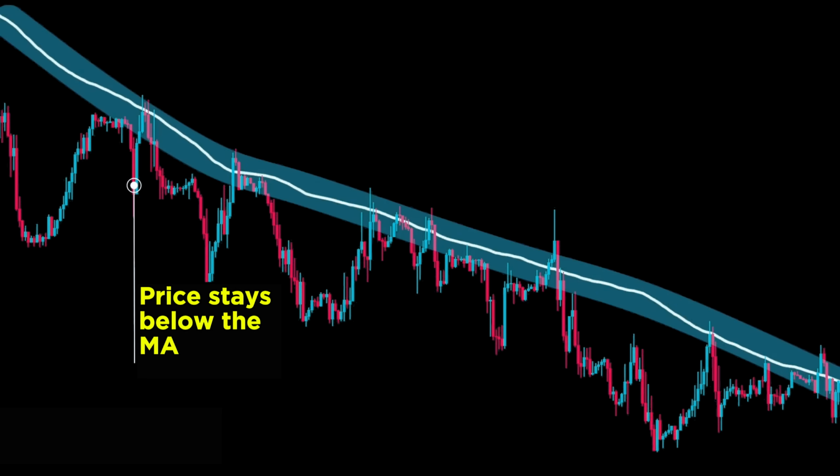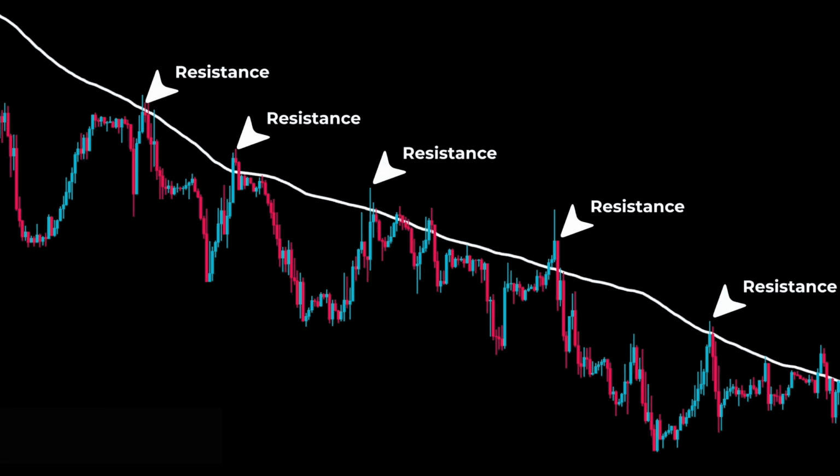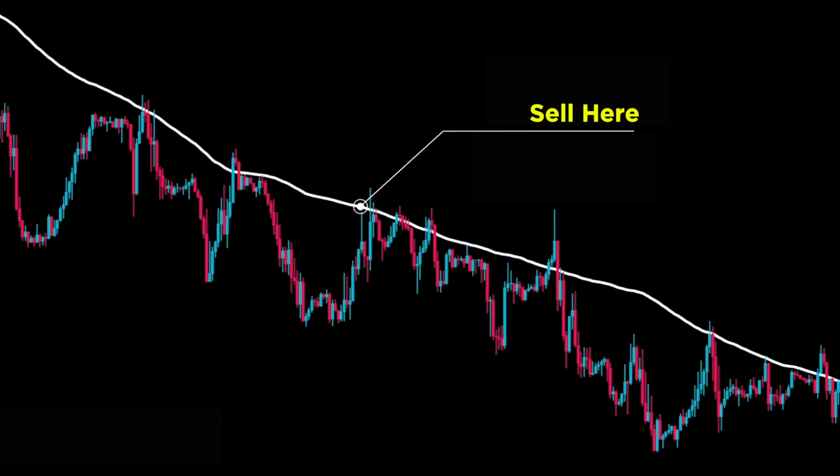In bearish market conditions, the price usually remains below the moving average, confirming that sellers continue to dominate. Whenever the market experiences a temporary rally, the price often climbs back toward the moving average before facing renewed selling pressure. As a result, the indicator acts as dynamic resistance, rejecting the price and creating potential opportunities to enter sell positions in line with the prevailing downtrend.